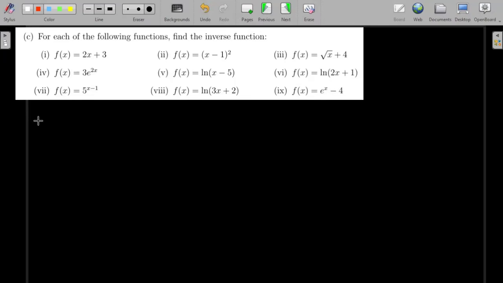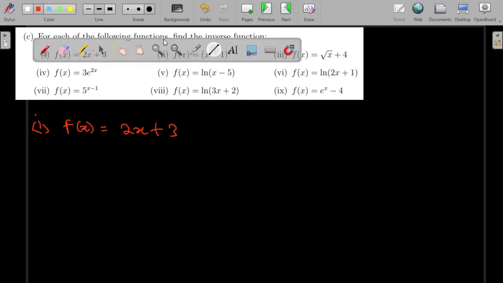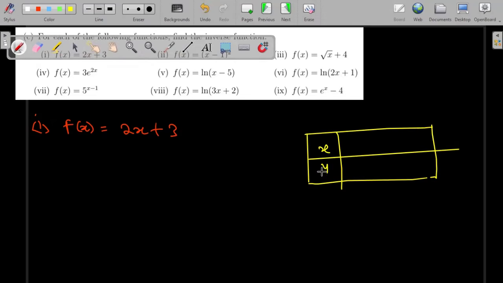So we start with the first one. So this one is f of x is equal to 2x plus 3. So this is a linear function. So a linear function, definitely it's one-to-one, but we want to show it on a sketch. So we can create some table of values here. Okay, so we say this is my x, this is my y, and then we just use 3 points. So we put 0, -1, and 1.